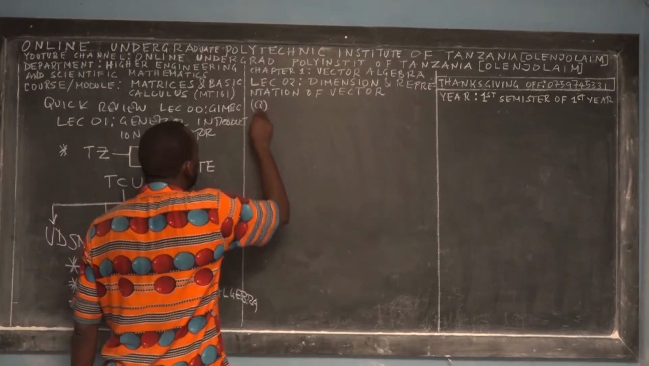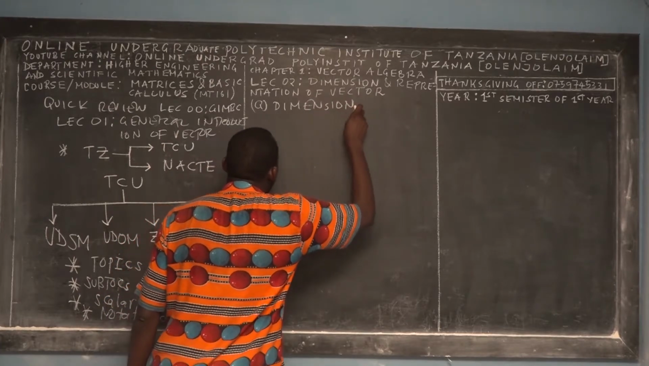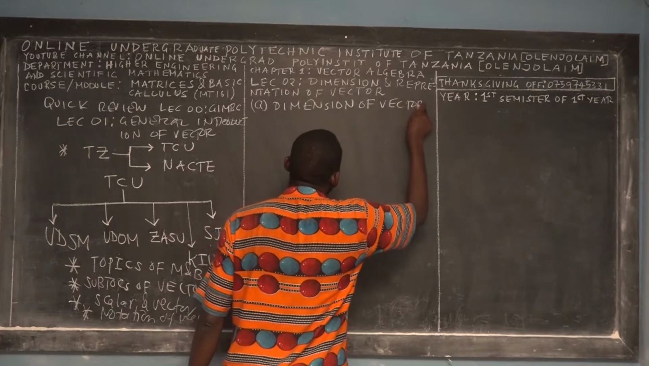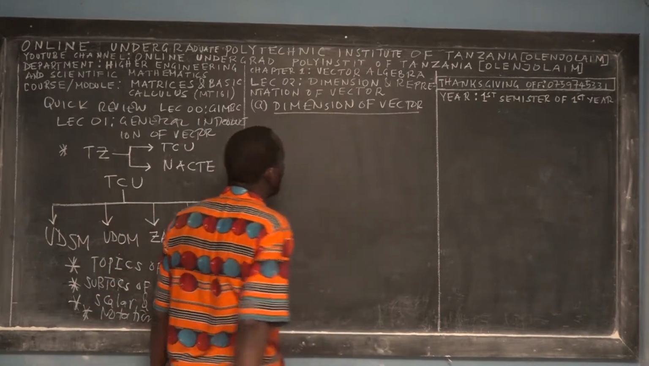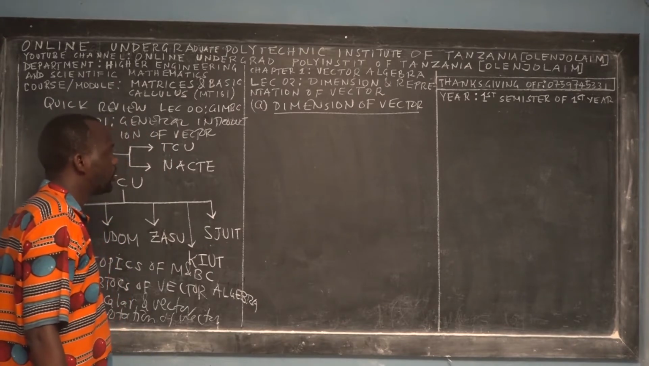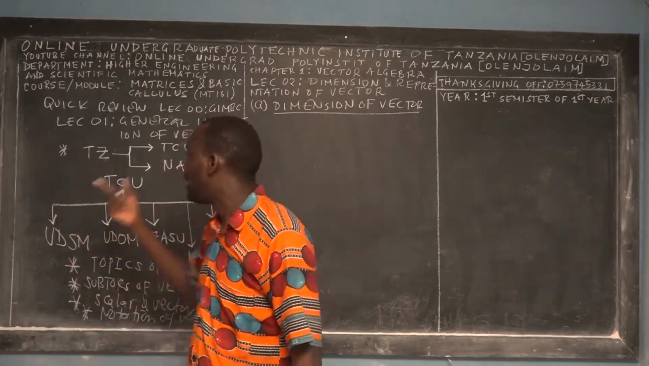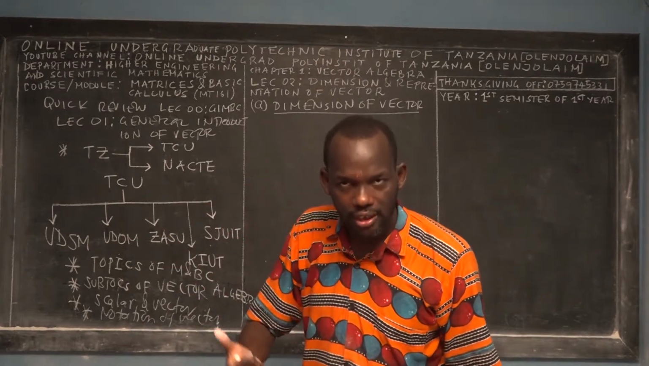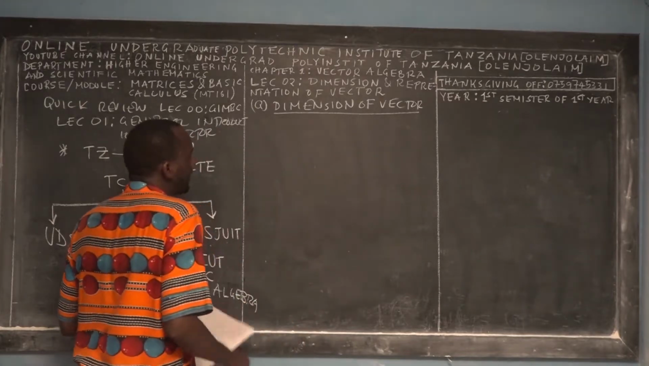So let me begin to teach you first of all about dimension, because this is a very important concept for the rest of your life in engineering and scientific mathematics, but also in your engineering core modules or core courses. Dimension of vector. This is called matrices and vector calculus for non-mathematicians. So this is for applications of mathematics, not for the pure mathematicians. Okay, so dimension of a vector.